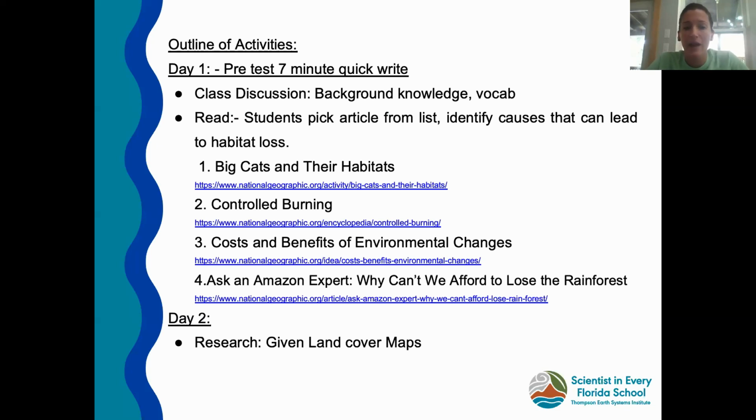So then we would activate background knowledge, have your discussion, your vocabulary, and then we would let the kids choose an article that they wanted to read in their groups. We've listed 4 that we have there, and each article is very different, but it all relates back to the main topic. And so our idea was that the kids could read their article, discuss it in their groups, and then share out what the main point of their article was. So that would be day 1.